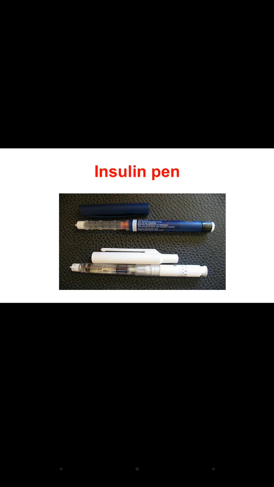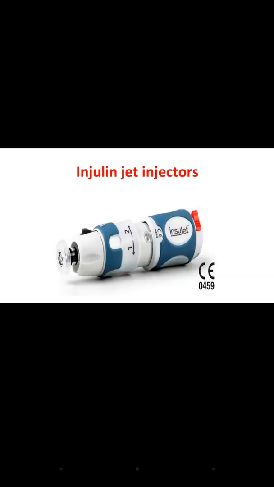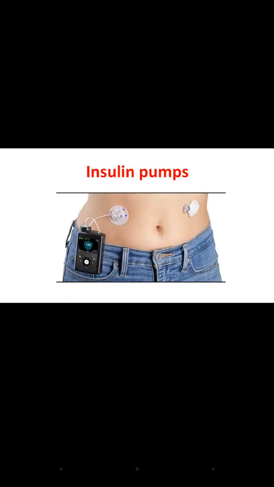Then in the pen, how many insulin units need to be administered is set, and then the pen is used. Then insulin jet injectors. For those who have a fear of needles, we can use insulin jet injectors. There are no needles used. Then insulin pumps. Insulin pumps are used in those cases where the short acting or rapid acting insulin is administered throughout the day, and there is no need of giving the long acting insulin. This is most commonly used for type 1 diabetes mellitus patients.